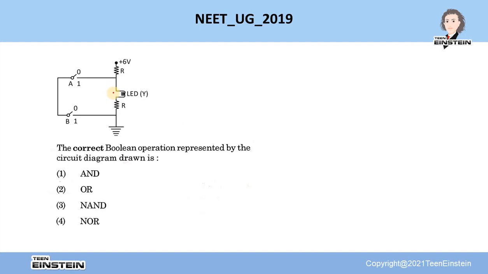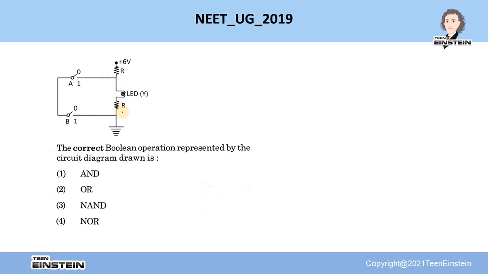understand this figure first. So there is a 6 volt battery which is connected in series with two resistors of resistance R and one LED, and there is another parallel conducting path. So these are conducting wires connected through two switches A and B to bypass this LED and resistor. That means when both the switches are closed, then current will see an alternative path of very low resistance to pass through. Then the whole current will pass through this bypass circuit rather than passing through the LED.